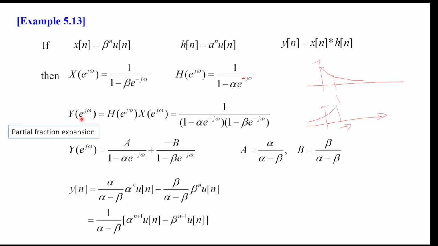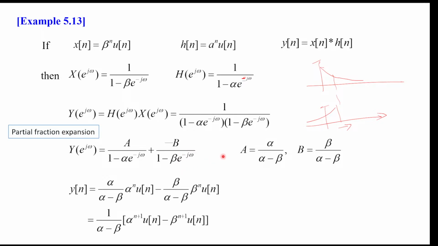Big X and big H, and then big Y we can write down directly, just multiply big X and big H. So it is 1 over 1 minus alpha e to the minus j omega, times 1 minus beta e to the minus j omega. Just like chapter 4, we don't know the inverse Fourier transform of this thing, but we want to break it into a summation of two partial fractions. So we do partial fraction expansion to break this into something over 1 minus alpha e to the minus j omega plus something over 1 minus beta e to the minus j omega.